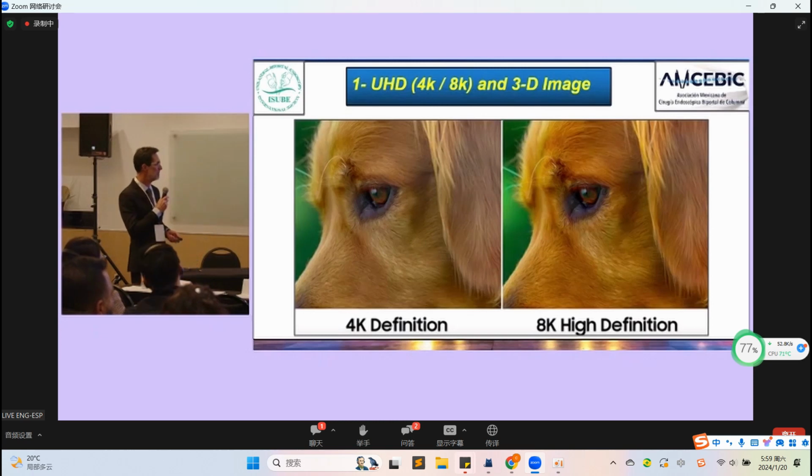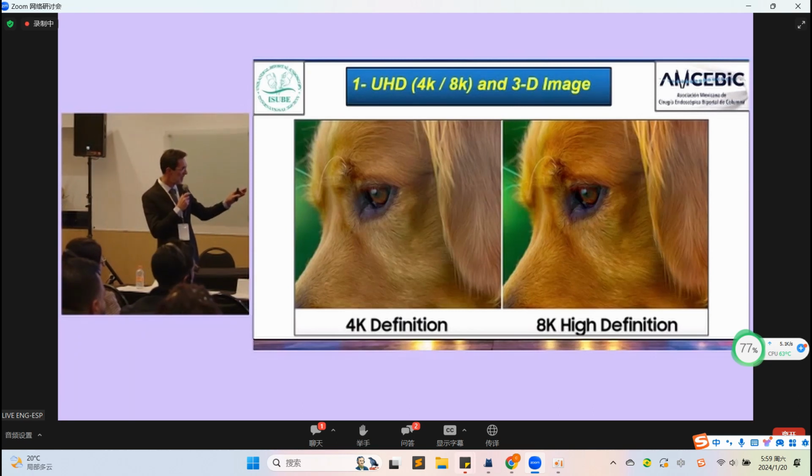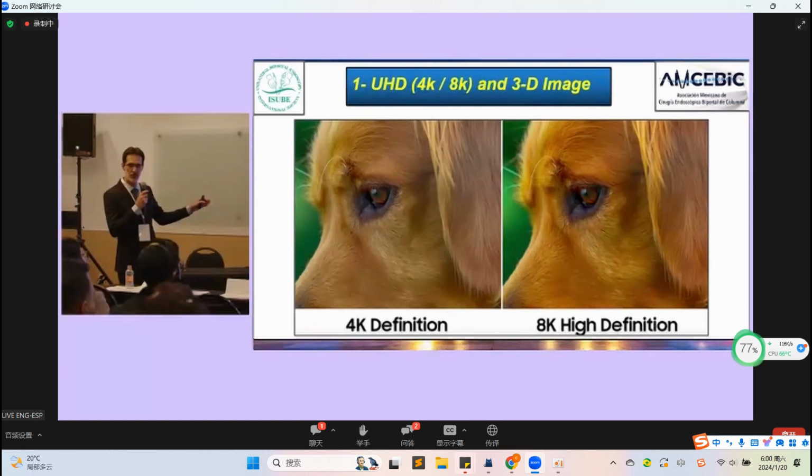Another picture. Pay attention to the right picture. It's possible to see details. The color is so intense. The details of the dog, the eyes, and if you compare with the green area, it's possible to see perception of depth. It's not possible in the left image.